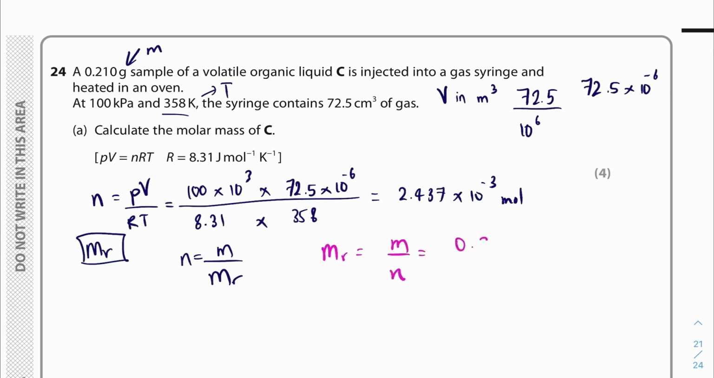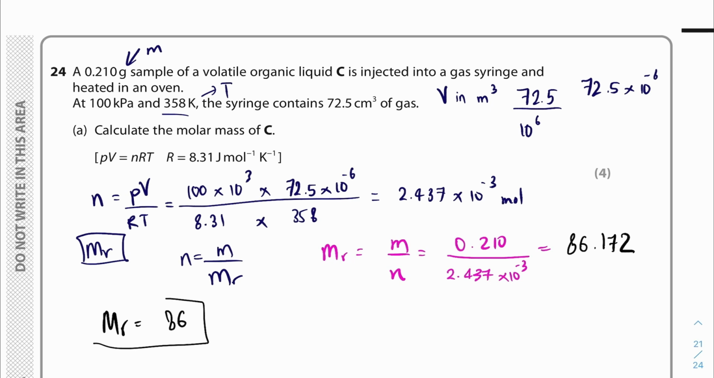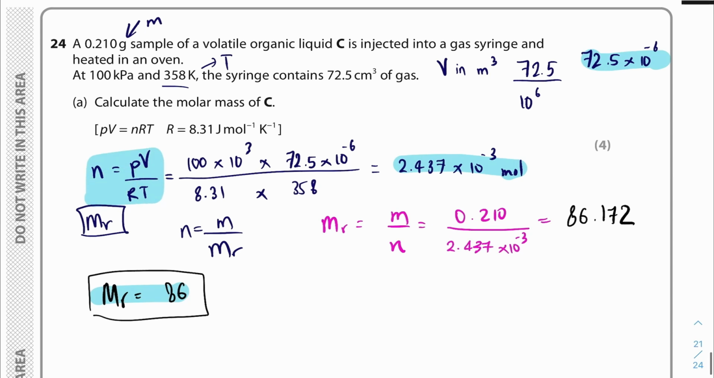So mass is 0.210 divided by 2.437 times 10 to the power of -3, and we get 86.172. So let's round it up. So Mr is 86. So that is the Mr, right? So that's how we get 4 marks: 1 mark for 86, 1 mark for getting the moles, 1 mark for converting this, and 1 mark for the equation itself. Okay, so that's 4 marks.